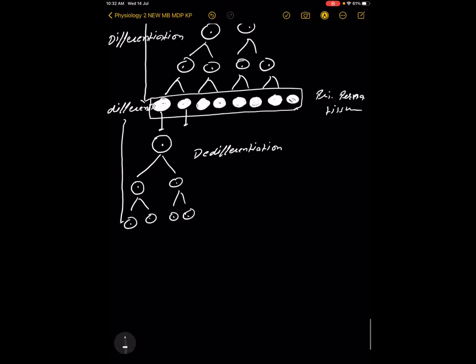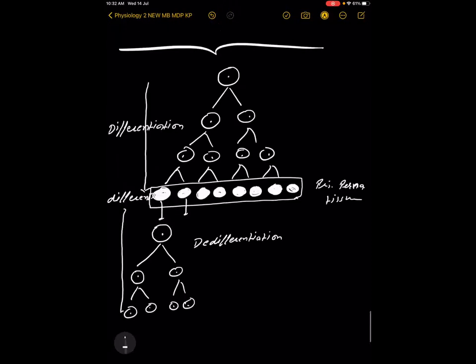If they start division, okay, that is called de-differentiation. It is just like plasmolysis, deplasmolysis. Okay, plasmolysis means what? The shrinking of the cell when kept in hypertonic solution. Good. So water moves out by exosmosis. So shrinking of protoplasm, that is called plasmolysis.